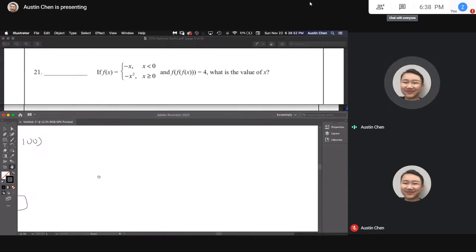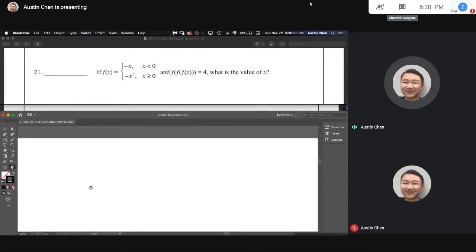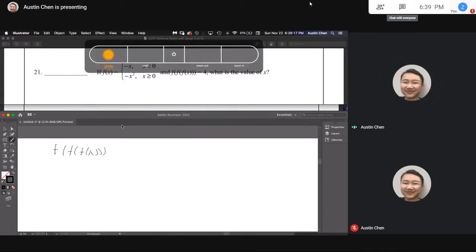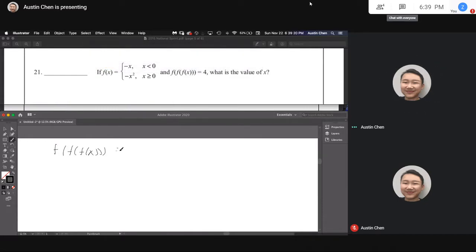Number 21, if f of x equals negative x if x is less than 0, and negative x squared if x is greater than or equal to 0, and f of x is 4, what is the value of x? All right, so we should kind of work backwards on this. You have f of x, and it equals 4. So we'll look at the two cases of if f of x is less than 0, or if f of x is greater than or equal to 0.